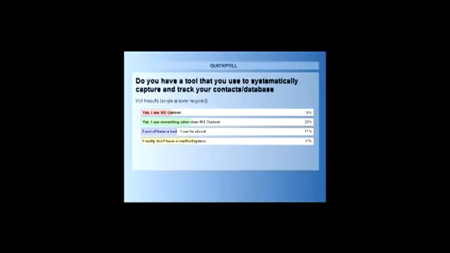Perfect. So for this, we have 18% saying, yes, I use MS Outlook. 29% stated, yes, I use something other than MS Outlook. 21% says, yes, I sort of have a tool. I use Facebook. And 32% says, I really don't have a method or system.